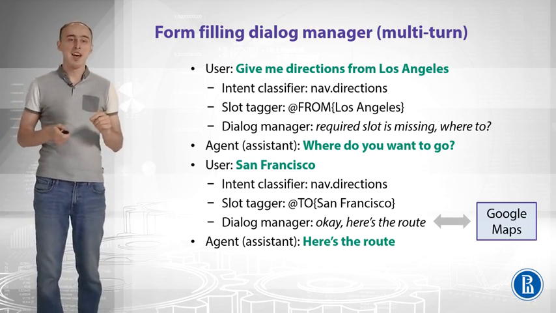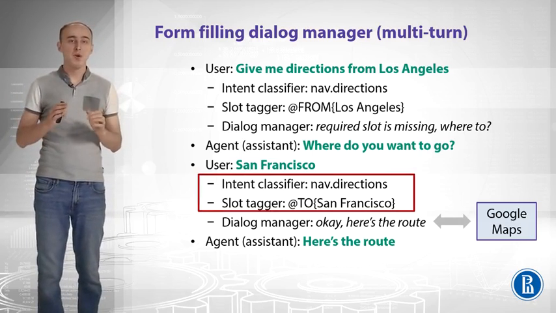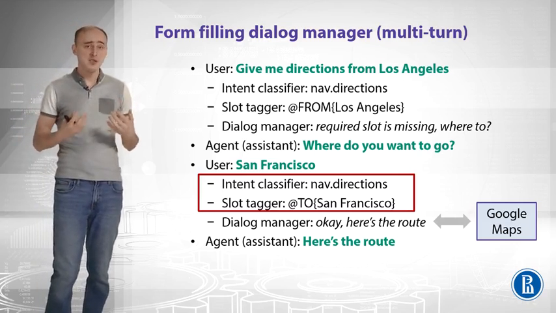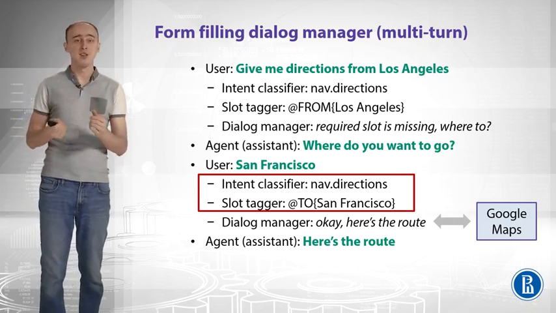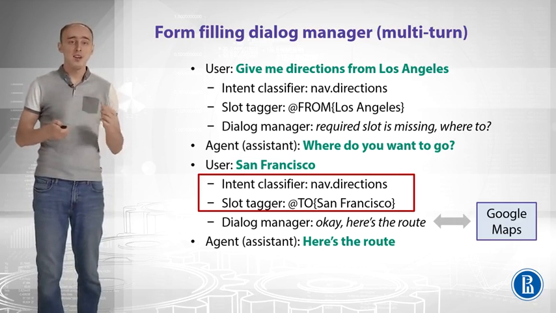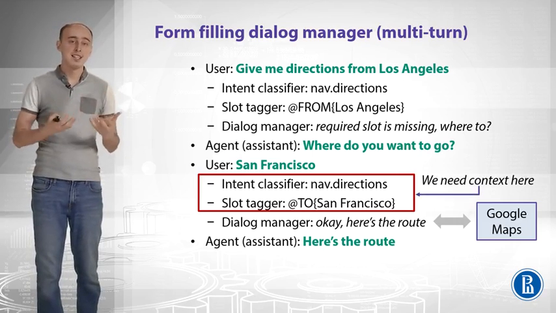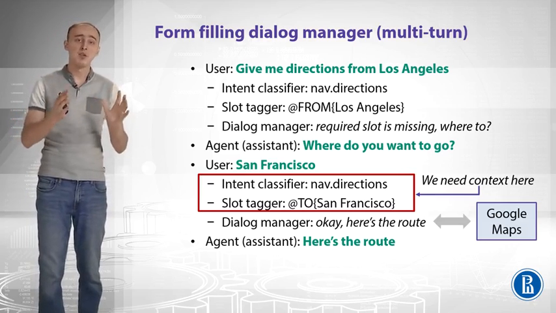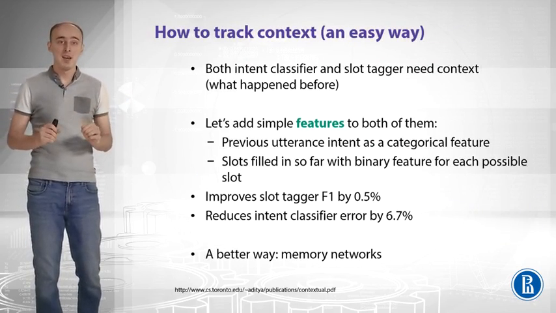The problem here is that during the second turn, if we don't know the history of our conversation and just see the utterance San Francisco, it's really hard to guess that this is a navigation directions intent and that San Francisco actually fills the "to" slot. So here we need to add context to our intent classifier and slot tagger. And that context is some information about what happened previously. Let's see how you can track context in an easy way.